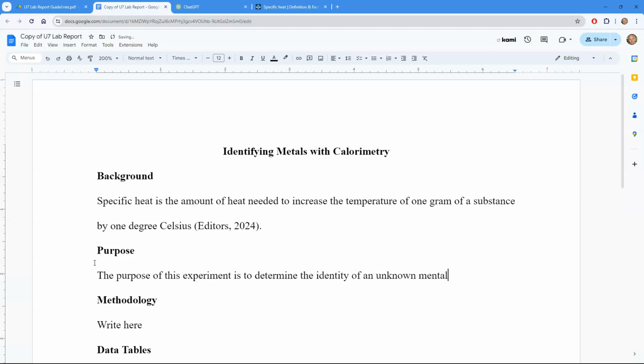Say unknown metal using calorimetry. And metal, not mental. There you go. All right, so one sentence. The purpose of this experiment is to determine the identity of an unknown metal using calorimetry. Okay, and actually this is an investigation. So the purpose of the investigation is to determine the identity of an unknown metal using calorimetry. Done.